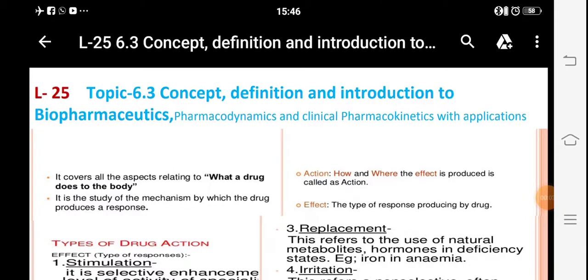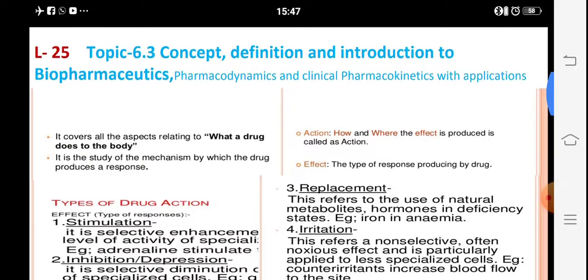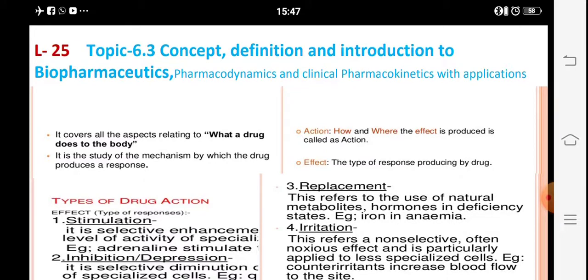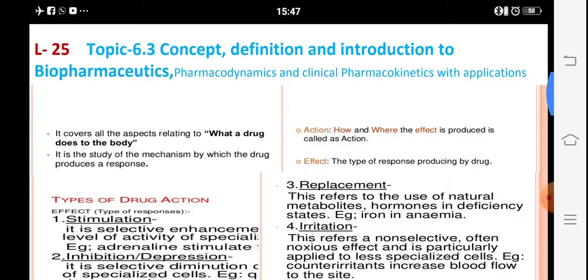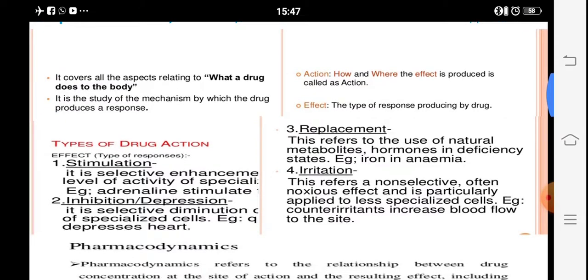Okay, so now we are starting our last point of this topic number 6. So it is biopharmaceutics. So the syllabus points are the concept, definition, introduction to biopharmaceutics, that is pharmacodynamics, and clinical pharmacokinetics. So all these words are related with pharmacology, that is how the drug is used and what is its effect. So what firstly means pharmacodynamics?